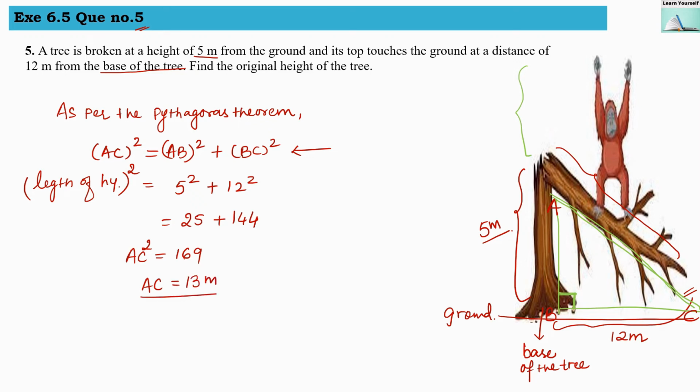Now the length of this broken branch is 13 meter. Now if we want to find the length of the tree collectively, then we have to add this 13 meter and 5 meter. So the length of the tree will be equal to 13 meter plus 5 meter, which equals 18 meter in total.